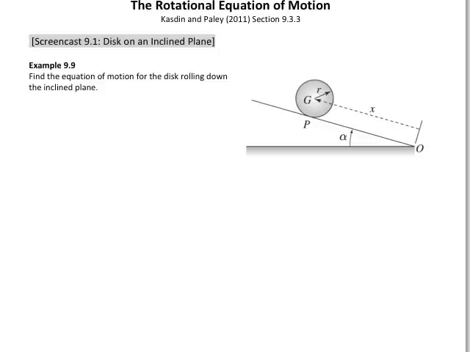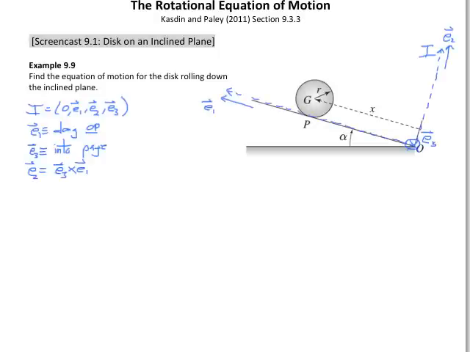In this screencast, we introduce the rotational equations of motion. We're going to get these rotational equations of motion, which are second-order differential equations, on a rotational coordinate using Euler's first and second laws in combination. A classic example to apply this to is the disk rolling down an inclined plane that we see here. So first we need to attach our reference frames.